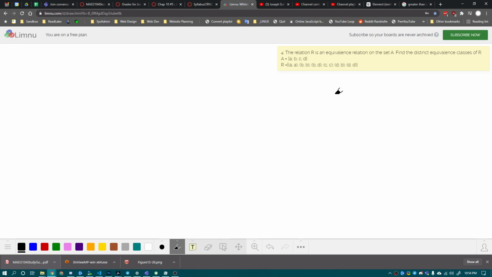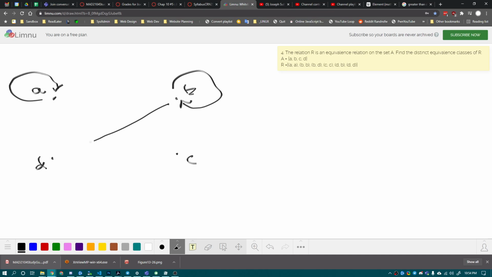So I'm going to, as I will with problems that are fairly easy for me, draw one of these graphs here where I'm putting A, B, C, and D. I'm just going to draw the graph. To me, it's easier that way. So I have A going to A. I have B going to B. I have B going to D. I have C going to C. I have D going to B. And I have D going to D.